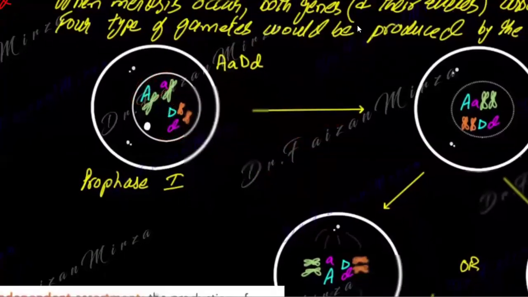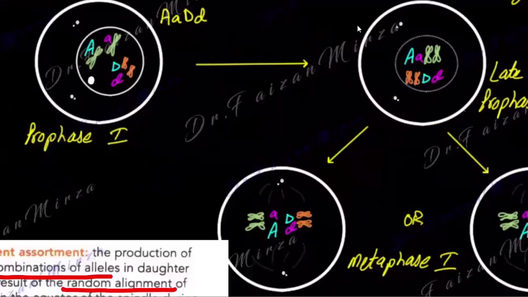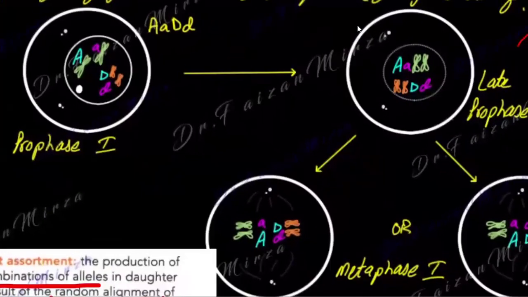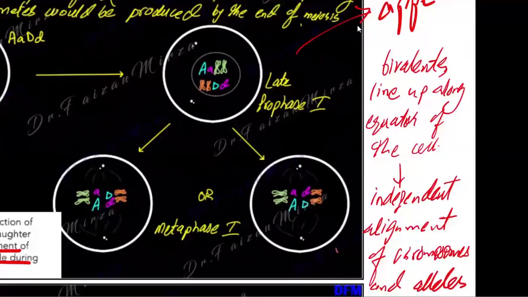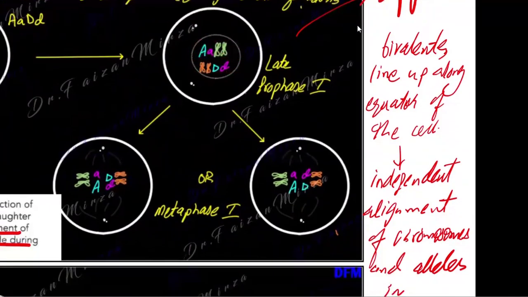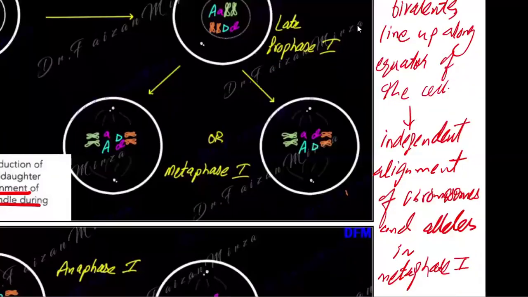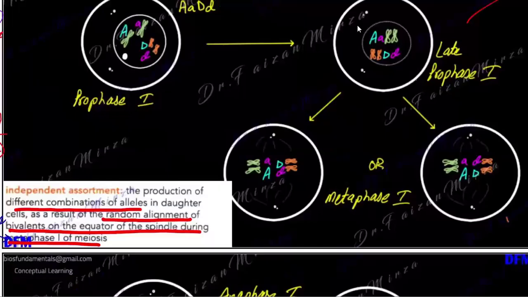Let's move on. When the cell undergoes prophase one, we know that the chromosomes start to align and the bivalents pair up. What do you mean by the bivalents pair up? The homologous chromosomes line up side by side, so this is one bivalent, and the other comes together. And when they align on the equator of the cell, the alignment can be independent of each other, which is called the independent assortment of chromosomes.